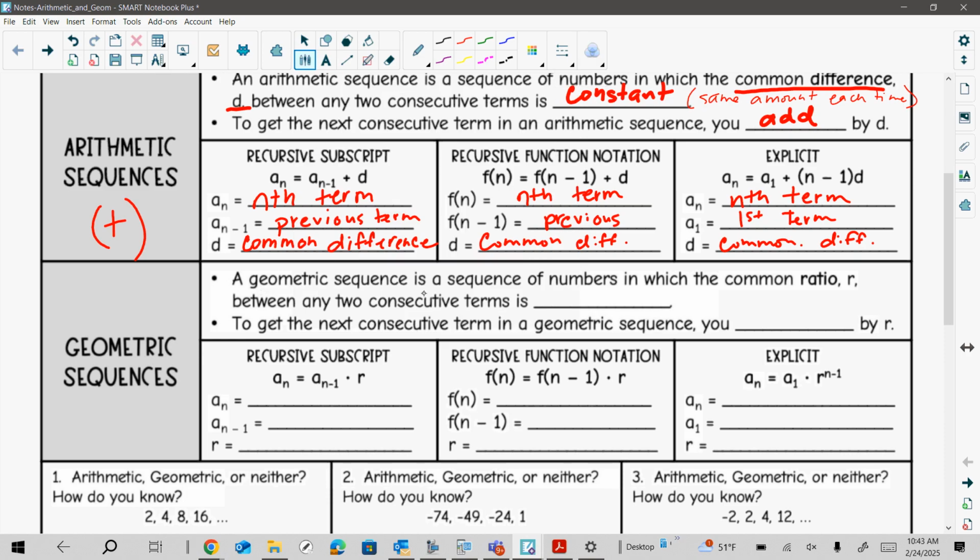For a geometric sequence, it's a sequence of numbers in which you have a common ratio, R, between two consecutive terms. It's still constant, so it's still the same amount. But with geometric sequences, you are multiplying by R. So geometric is dealing with multiplication versus arithmetic is dealing with adding.